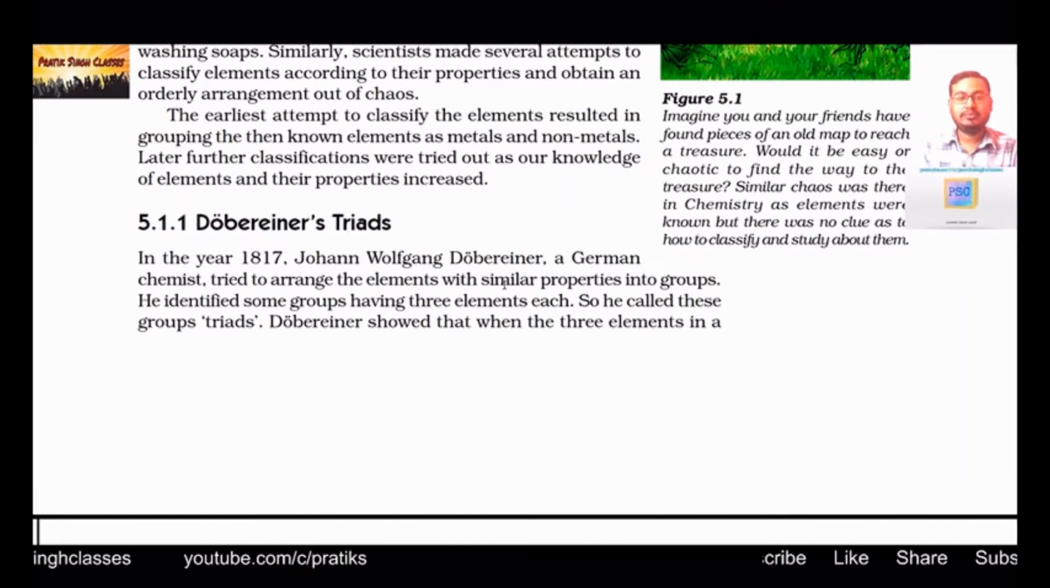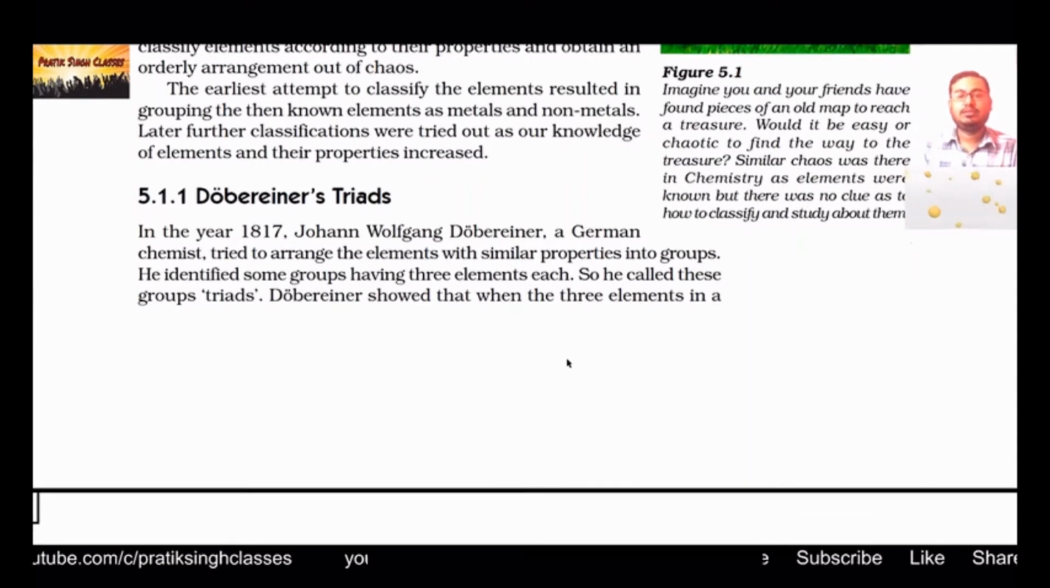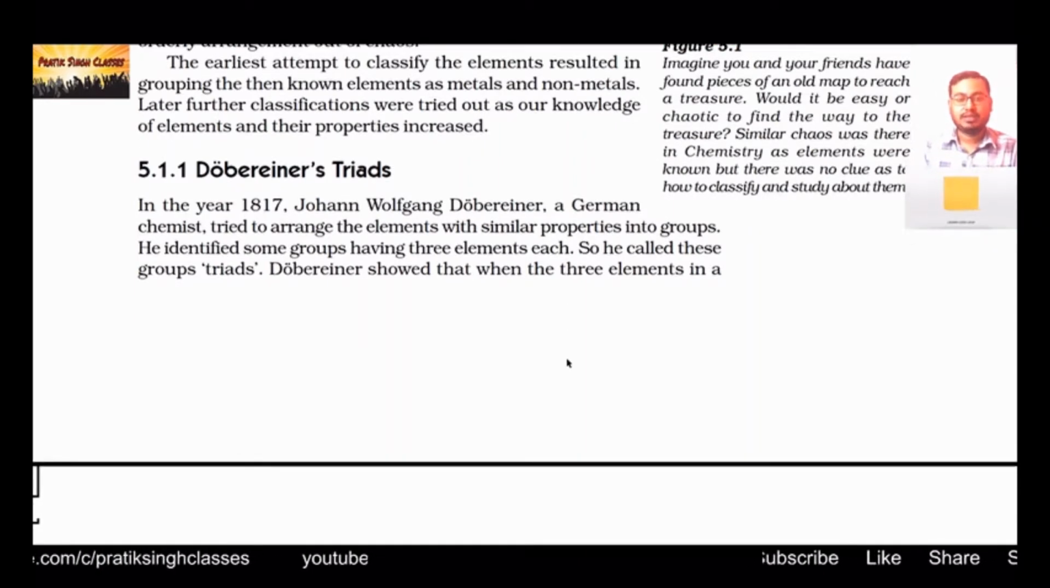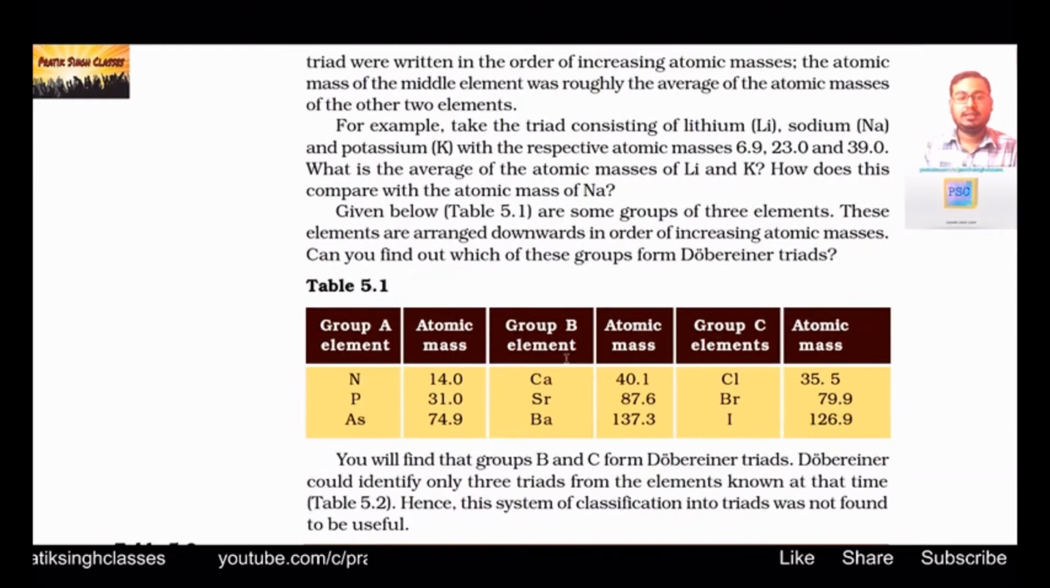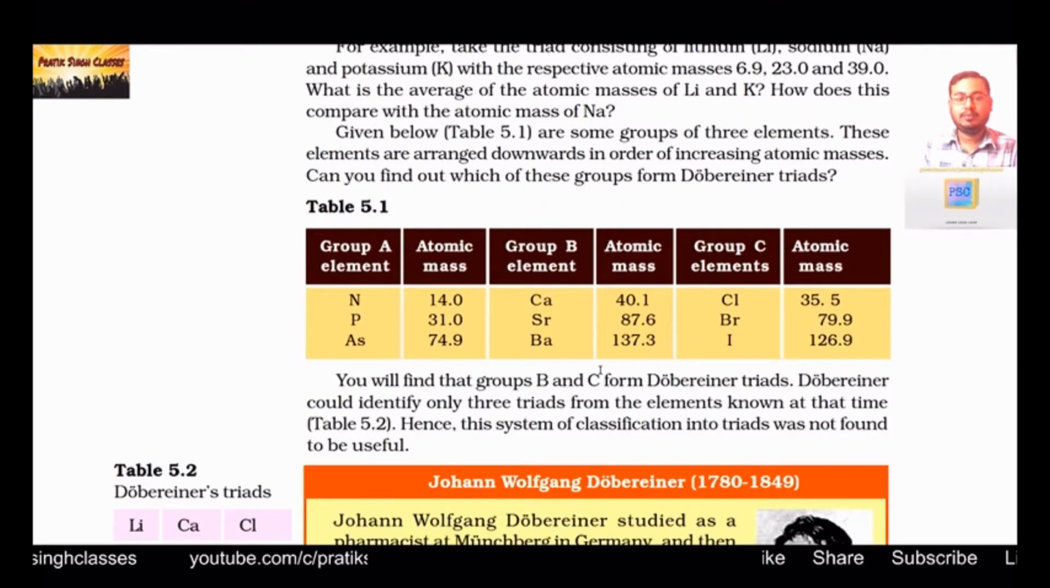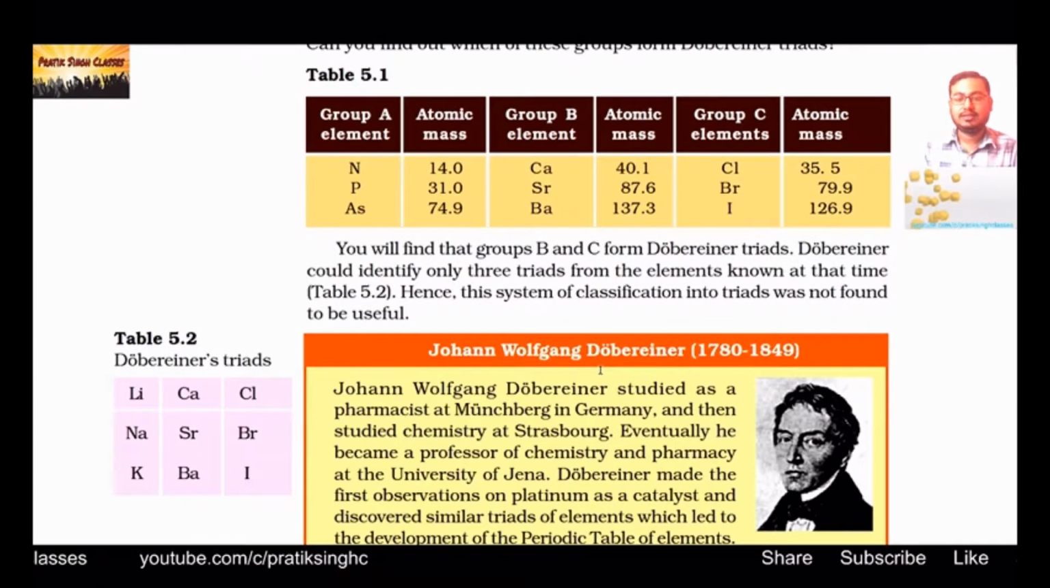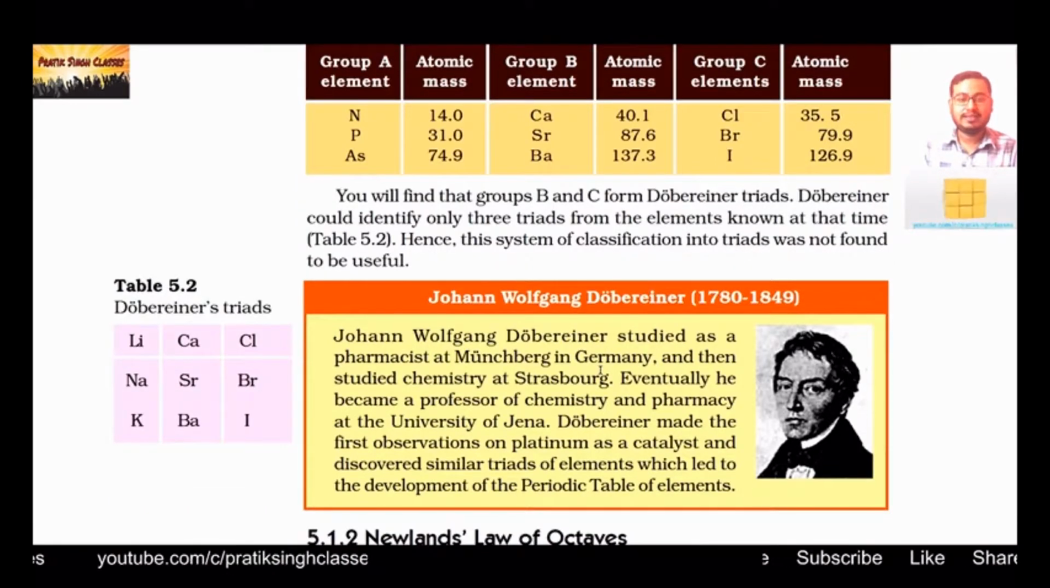There we have seen that when elements were arranged in an order, every element has properties and mass average to the first and last, that is, its predecessor and successor elements. Then examples were given of how it happens. Then we have seen some notes about this great scientist Johann Wolfgang Döbereiner.